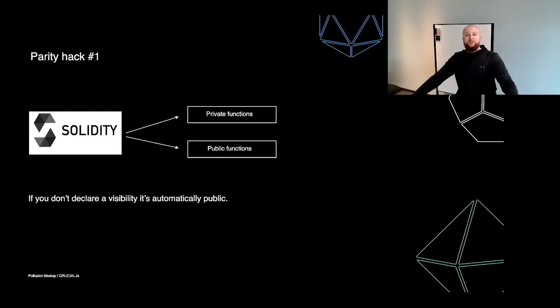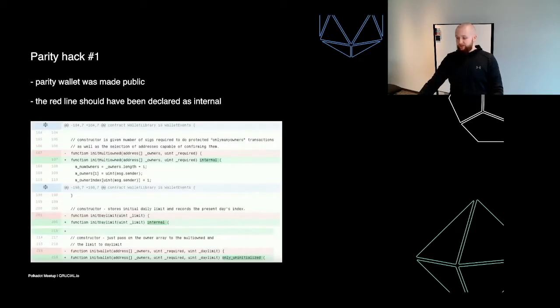So, to understand the first Parity wallet hack, we have to understand an underlying concept of Solidity, namely that Solidity functions have two types of visibilities. They are either private functions or public functions. And if you don't declare them as private, they're automatically public. If we take this code, for example, and look at it, we clearly see what the issue here is, namely that it was just forgotten to declare the Parity wallet as private. So the red line should have been declared as internal. It was not done, so the whole wallet was public.